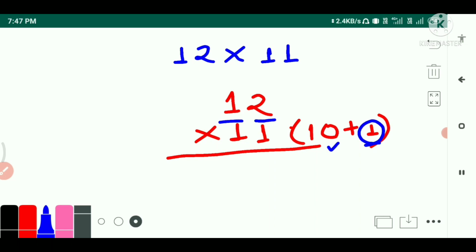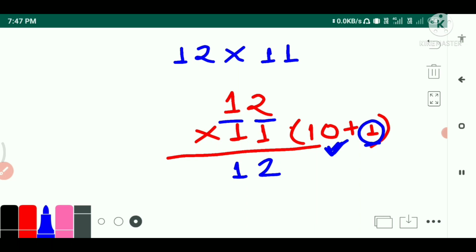First of all, 1 into 12 will be how much? If we multiply any number with 1, we'll get the same number, right? So we'll get 12. Now we'll multiply this 10 with the 12. So 10 into 12 will be what?